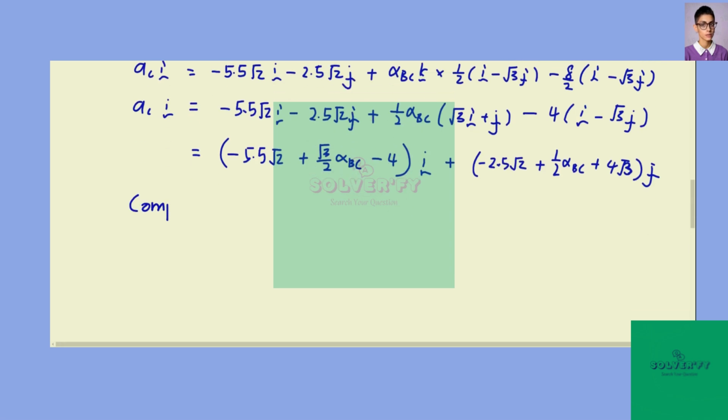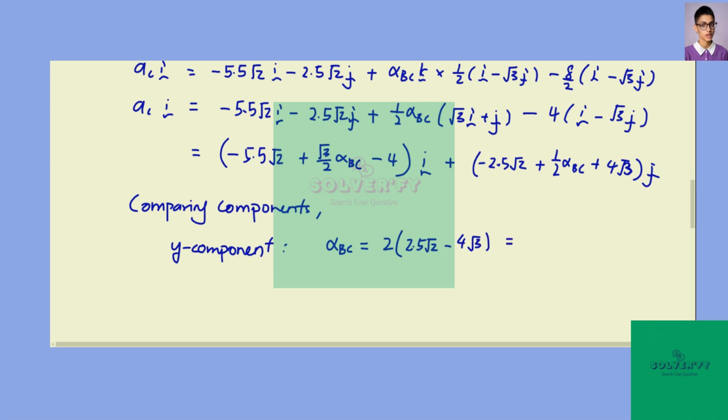Comparing components, we do the y components first, because we can get alpha BC right away. So alpha BC is 2 times (2.5 root 2 minus 4 root 3). This is negative 6.79 radians per second squared.